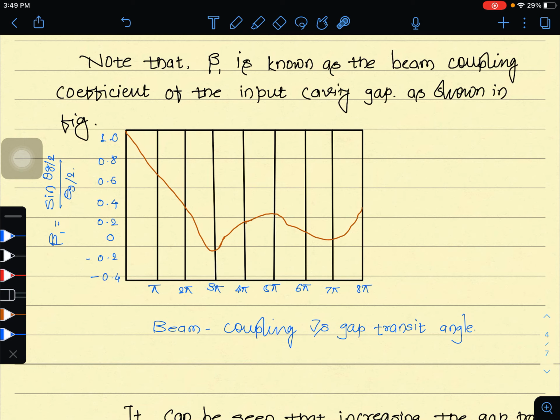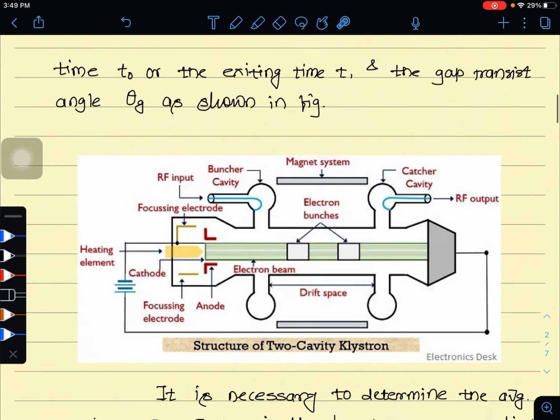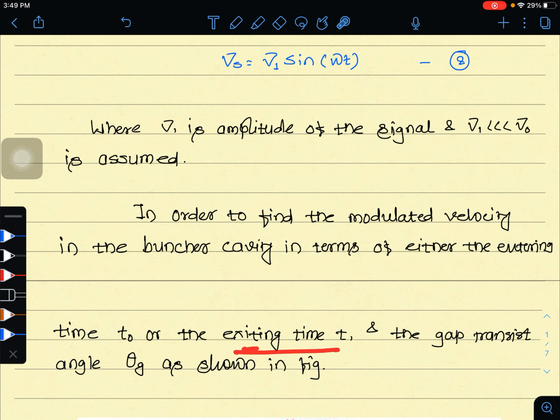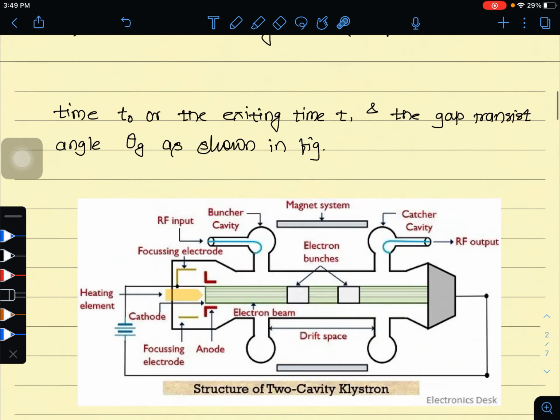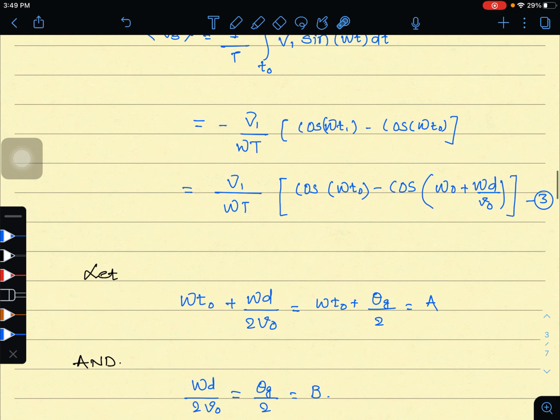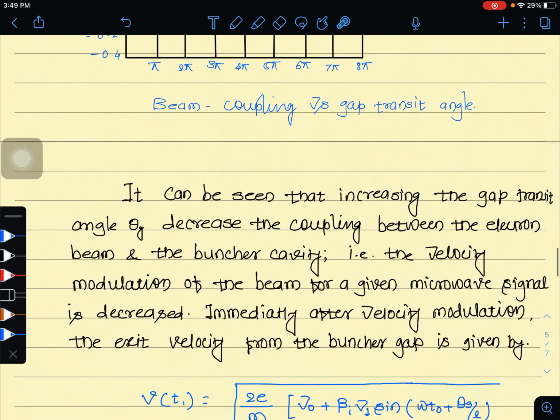Now what about this procedure? After that, immediately the velocity modulation is necessary, so that the exit velocity, that is at T1. Just a moment, I will show you where this T1 is. Okay, here is the exiting time, that means the exiting velocity. What is the exiting velocity? It is nothing but the V of T1. Where is the V of T1?